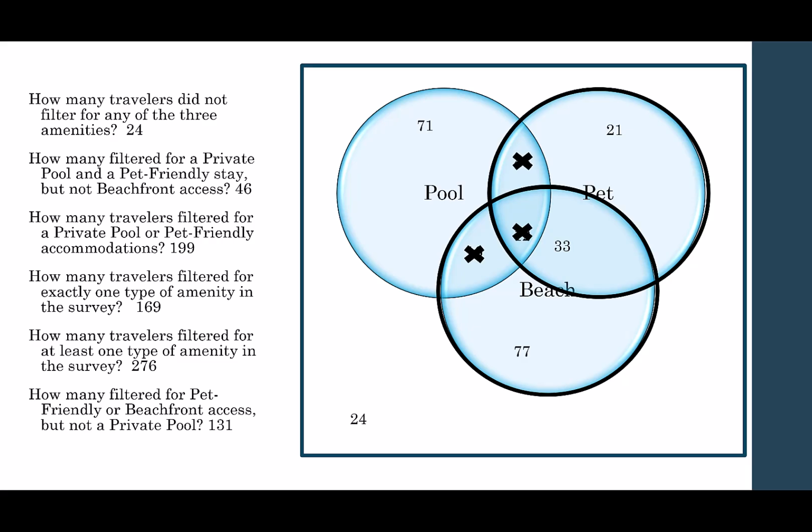Remember when you're working with Venn diagrams that the bottom line is to start at the center and subtract the overlaps. And don't forget the people outside the circle. You want to account for everyone in the universe when you put the numbers in the diagram.